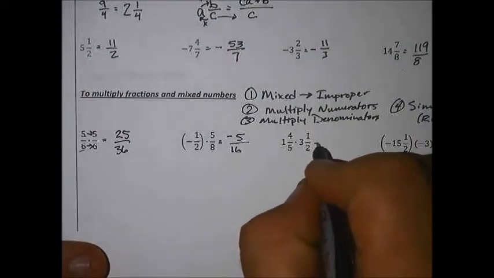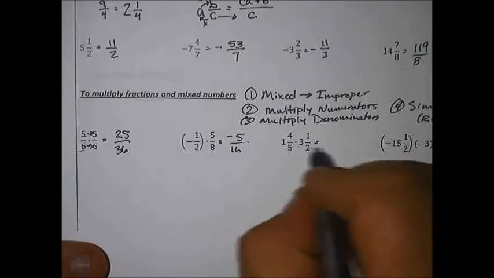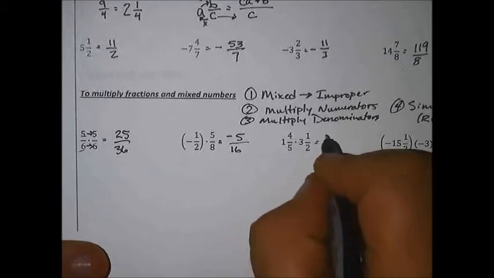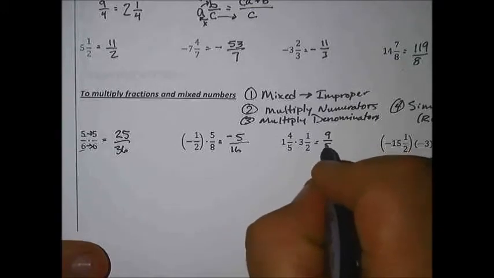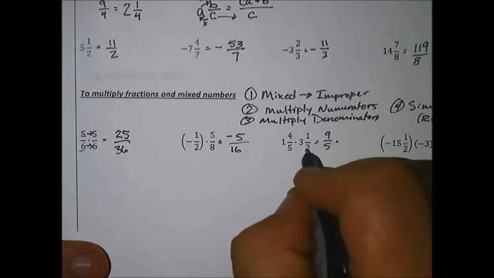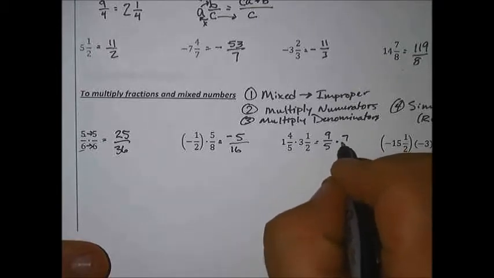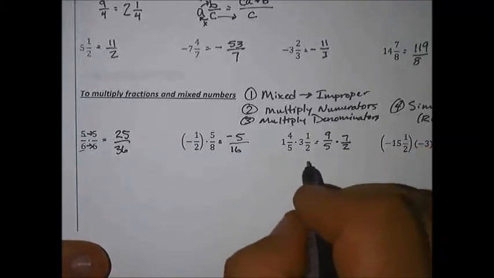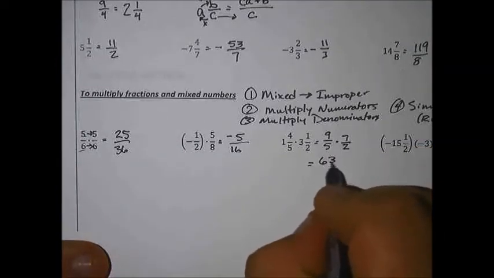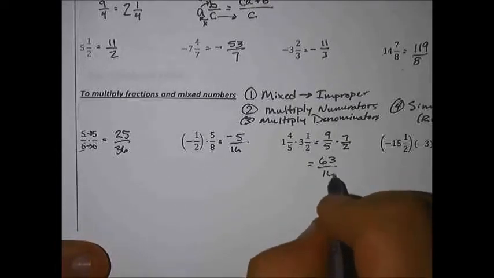So next one I'm going to do, this one is a mixed number. I'm going to turn it into an improper fraction. 5 times 1 is 5, plus 4 is 9. So I have 9 fifths. 3 times 2 is 6, plus 1 is 7. And I keep the denominators the same. Multiply top by top. 9 times 7 is 63. 5 times 2 is 10.